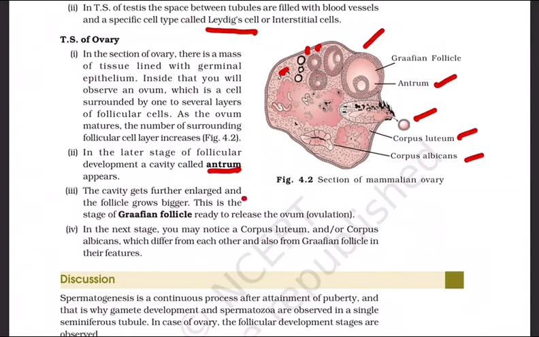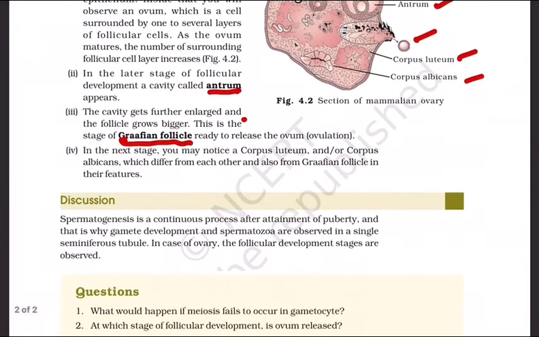Then the cavity gets further enlarged and the follicle grows bigger. This is the Graafian follicle, ready to release the ovum, and the process is ovulation. In the next stage, you may notice a corpus luteum or corpus albicans, which differ from each other and also from the Graafian follicle in their features.